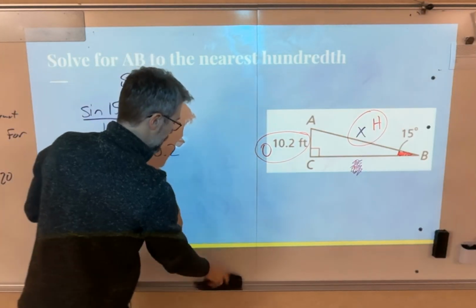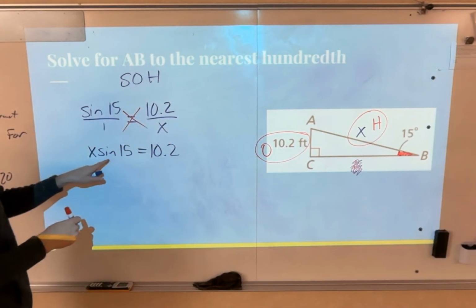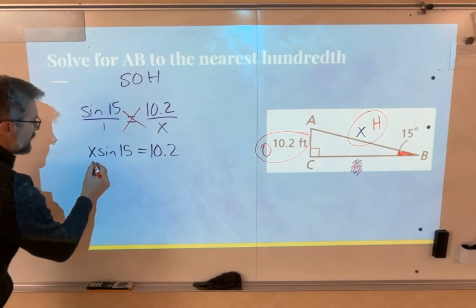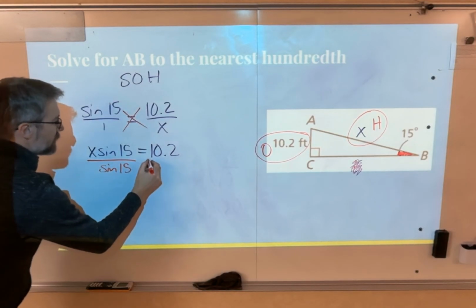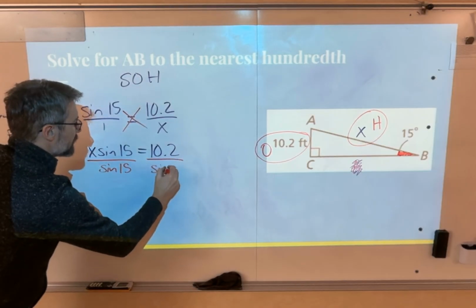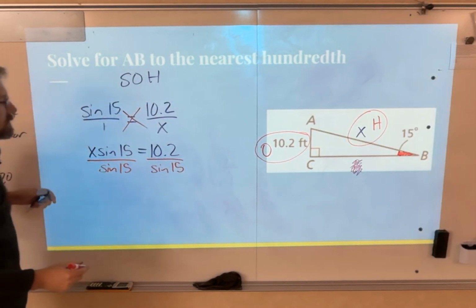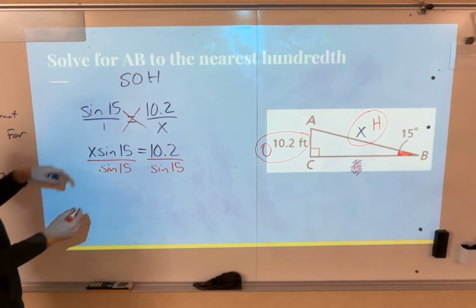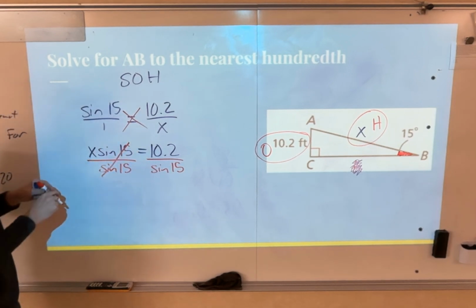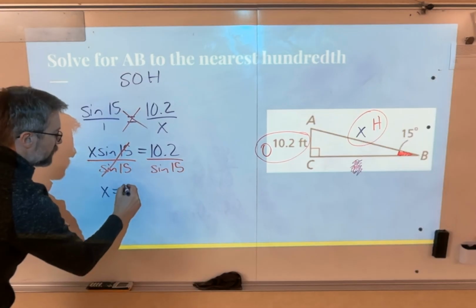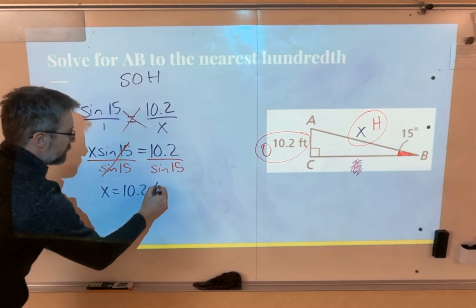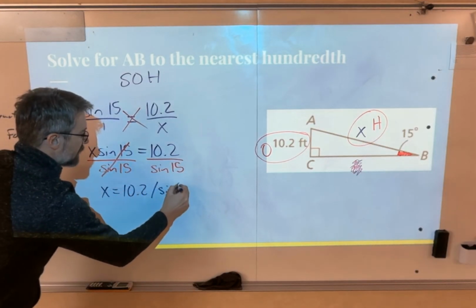It's just that now instead of dividing by just a number, we're dividing by sine of 15. It is just a number. It just looks a little bit different. Sine of 15 is a really weird decimal number, and this is a really neat way of writing a weird decimal number. All right, so x times sine of 15, that cancels out. And what I'm left with, x is equal to whatever 10.2 divided by sine of 15 is.